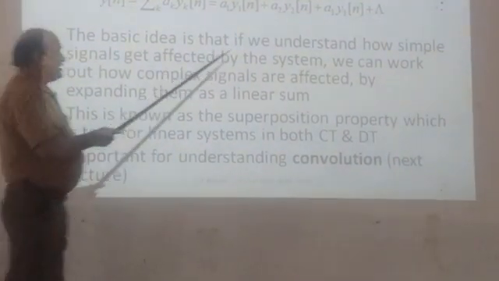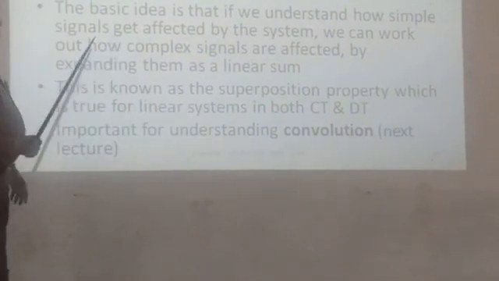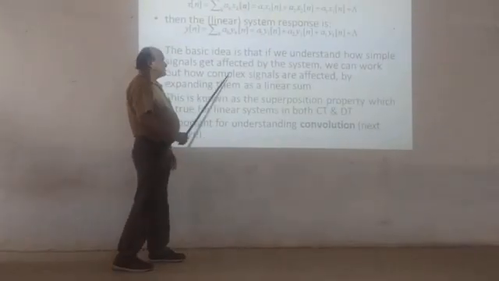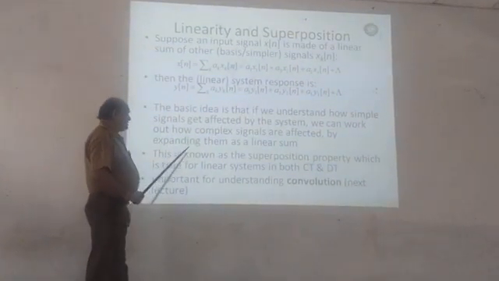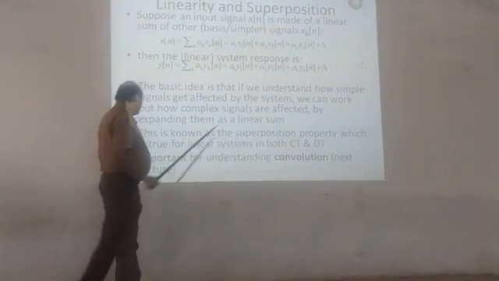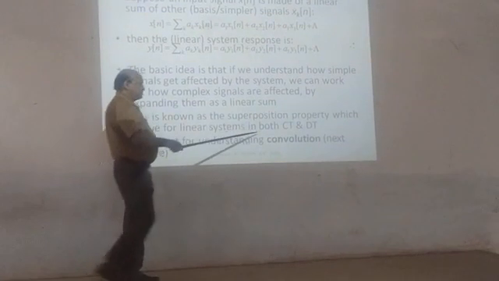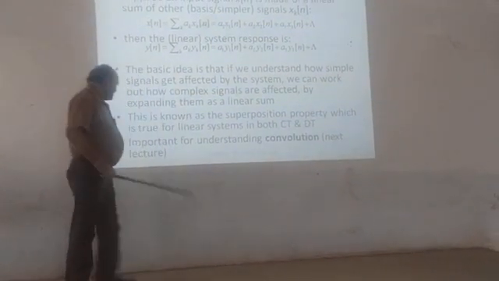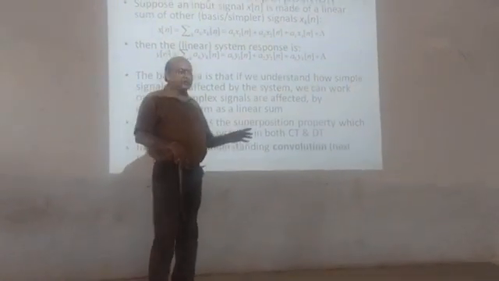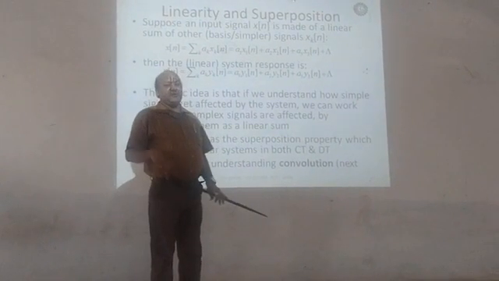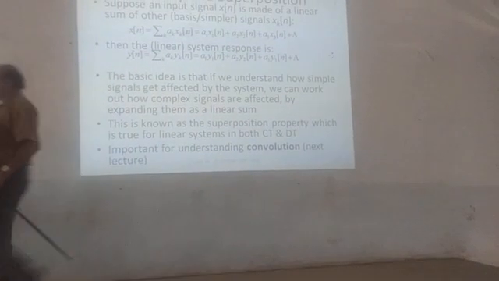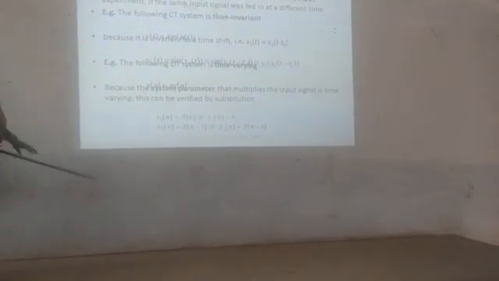The basic idea is that if we understand how simple signals are affected by the system, we can work out how complex signals are affected by expanding them as a linear sum. This is known as the superposition property, which is true for linear systems in both continuous time and discrete time. It is important for understanding the convolution sum, where we use this superposition property of linear time invariant systems. So superposition is important in the case of linear time invariant systems.